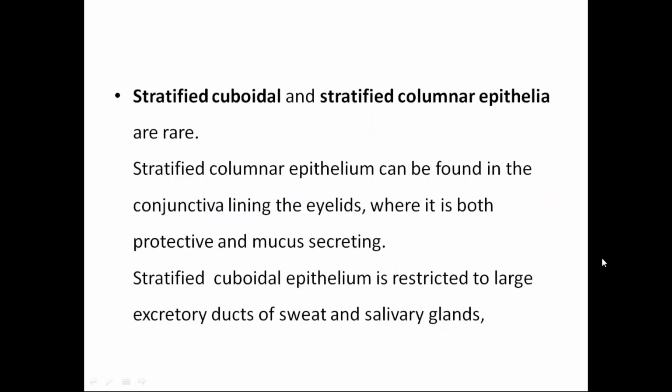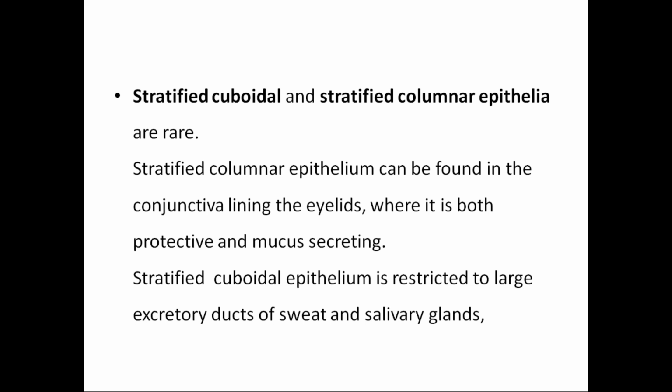Stratified cuboidal epithelium and stratified columnar epithelium are rare. Stratified columnar epithelium can be found in the conjunctiva lining the eyelid, and it is both protective and mucus secreting. Stratified cuboidal epithelium is restricted to the large excretory ducts of sweat and salivary glands. So these are stratified cuboidal and stratified columnar locations. As it is rare, you just know that.